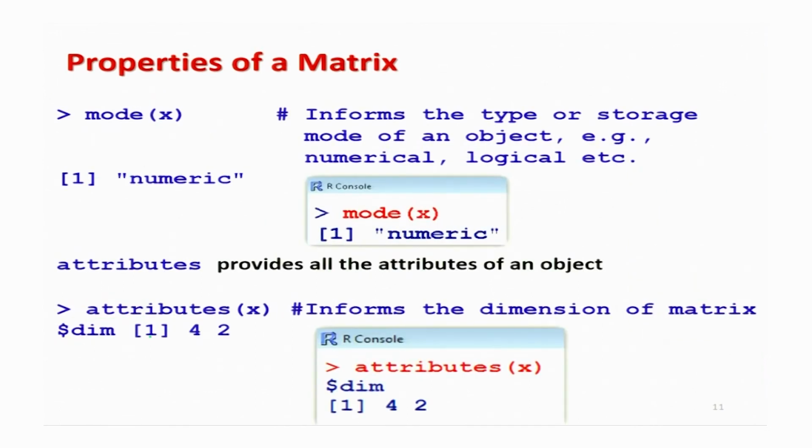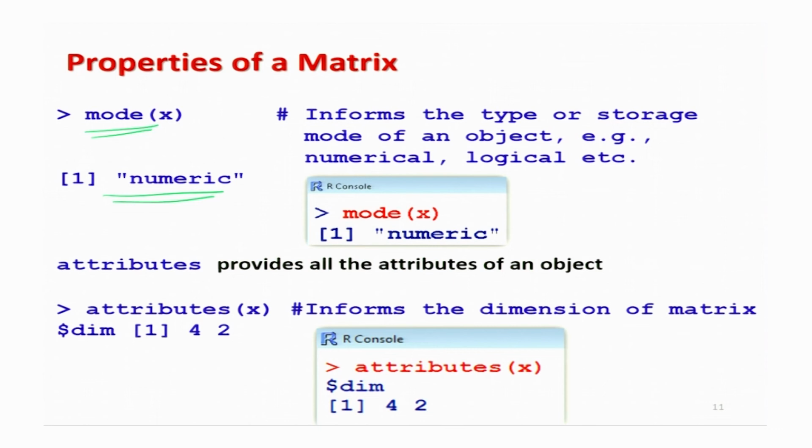And similarly, if you want to know the mode of the matrix, do you remember mode we had done in the earlier lecture where we had numeric, character, etc.? And remember, this mode was not the mean, median, mode, meaning the statistical mode. So, this is going to inform us how the values in this matrix X are stored. So, you can see here it is numeric.